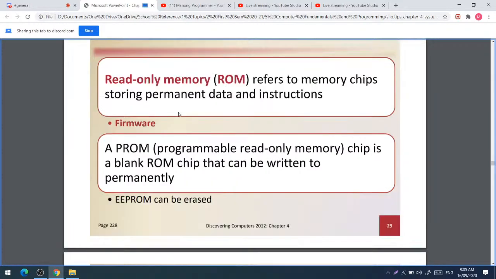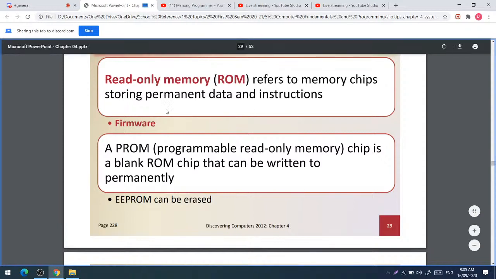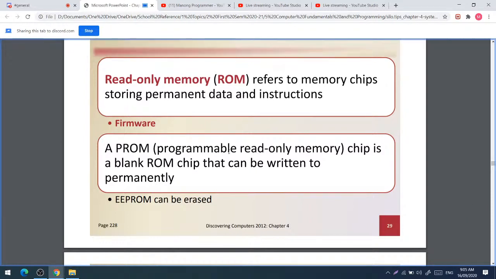Then, another type of memory is the read-only memory. So, it refers to memory chips storing permanent data and instruction. It's considered as a firmware. So, we also have PROM or Programmable Read-Only Memory. Ang PROM po, pwede mo lang siyang lagyan ng instruction once. Pwede kang mag-install ng instruction sa kanya once. Then we also have the EEPROM and the EAPROM.